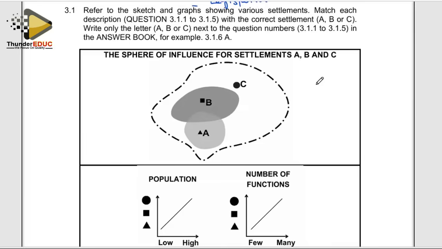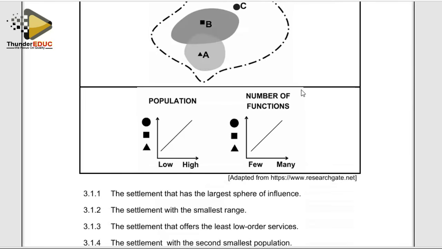If you look at settlement A, in terms of population, it's here on the graph, which means it has a lower population. It's low, high. A is here, which means the population is low. Then if you look at B, it is here. Basically, the population is mid. Then settlement C has a high population. So it implies that A is a smaller settlement, B is moderate, and C is a bigger settlement.